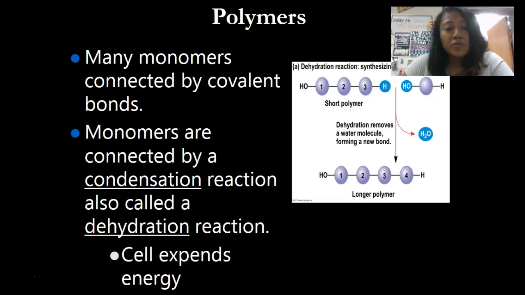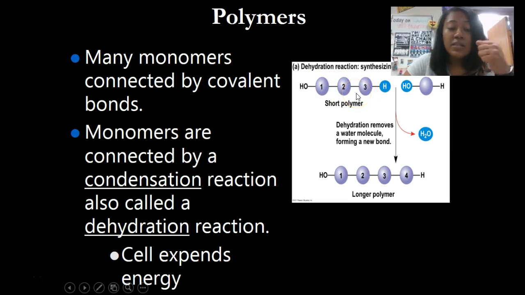So what is a polymer? Well, polymers are when you have many monomers connected together by a covalent bond. Monomers basically are the building blocks. So you have individual monomers that are going to connect together to make a bigger polymer. So an example here is we've got one monomer. When they're joined together, they make a polymer, okay?